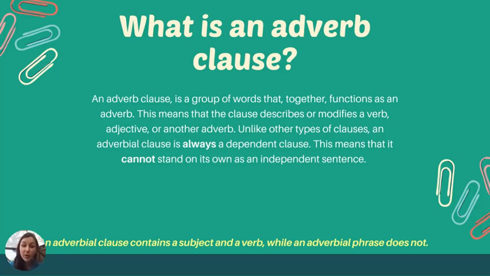An adverb clause is a group of words that together functions as an adverb. This means that the clause describes or modifies a verb. Unlike other types of clauses, an adverbial clause is always a dependent clause. This means that it cannot stand on its own as an independent sentence.